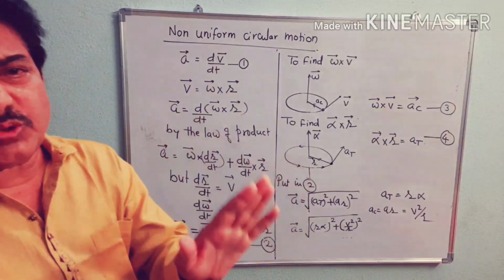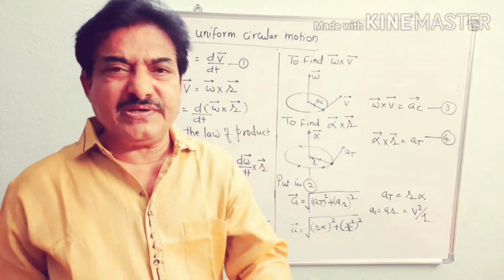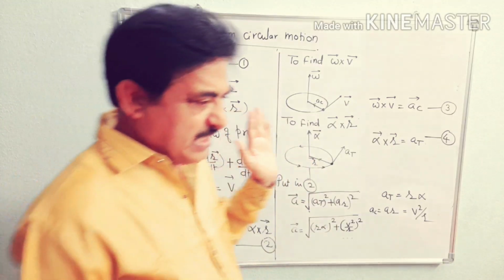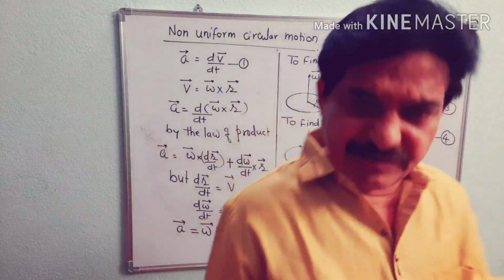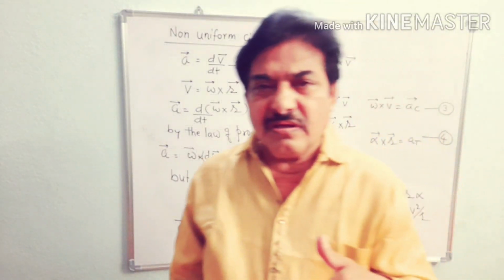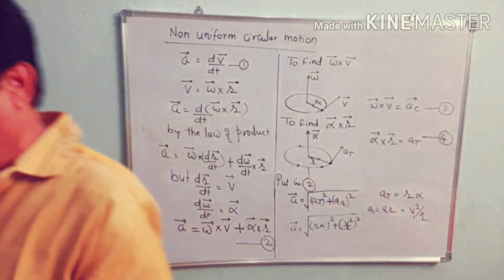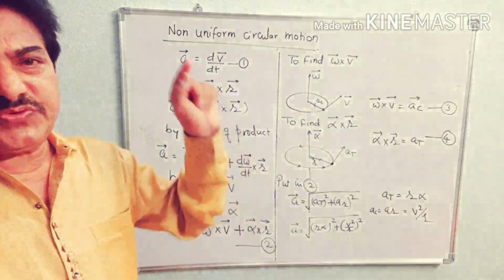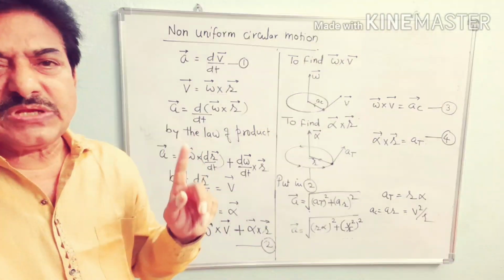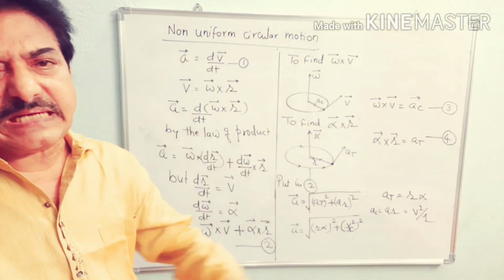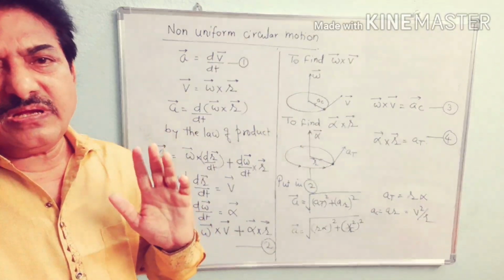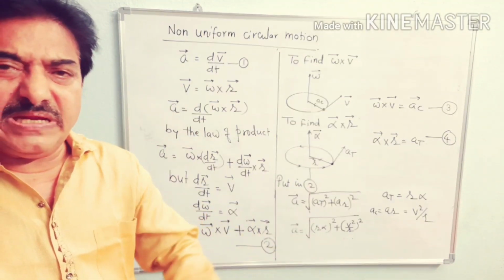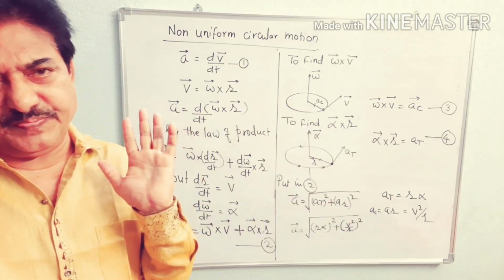It is a circular motion in which the speed of the particle or angular velocity does not remain constant. It may increase or it may decrease. If you write the example, the same example we can repeat. If we switch on the fan, it is a uniformly accelerated motion. If we switch off the fan, it is a uniformly retarded motion.